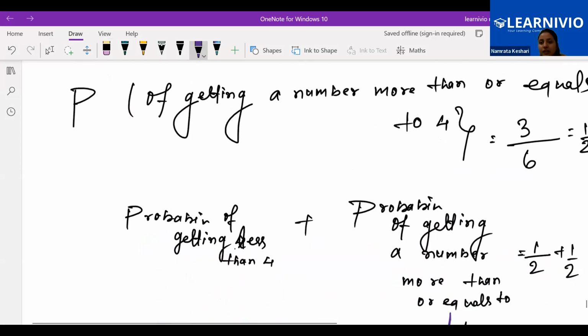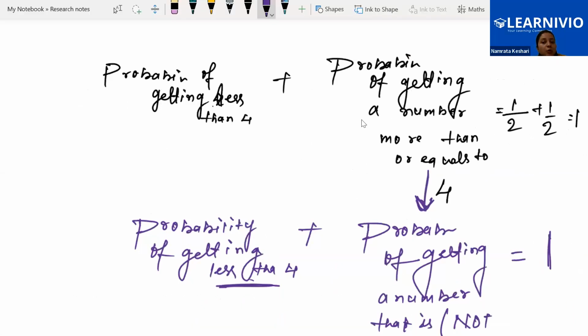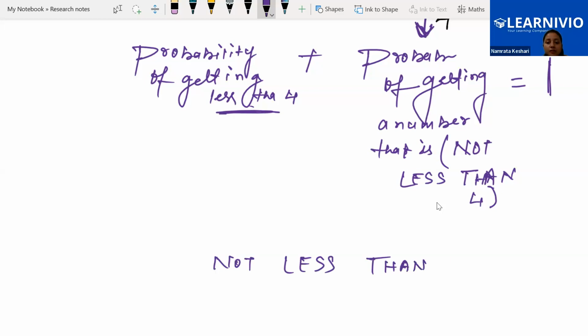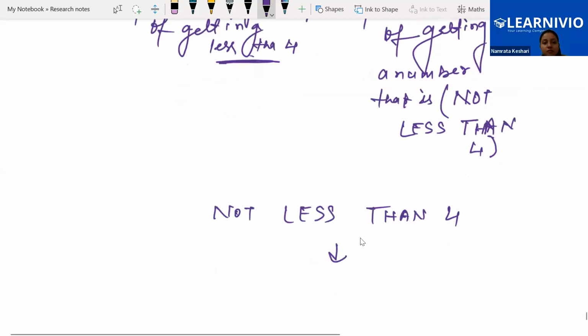Is it getting clear that we can write this probability of getting a number more than or equal to 4, and here the same statement I have written as not less than 4? Not less than 4 means what? I don't want anything that is less than 4. That means if I am getting 4, that is okay. If I am getting greater than 4, that is okay. Yes or no?